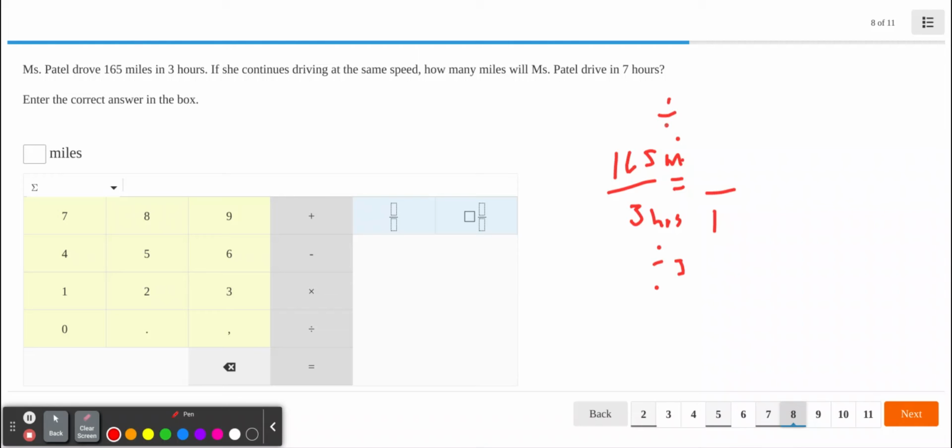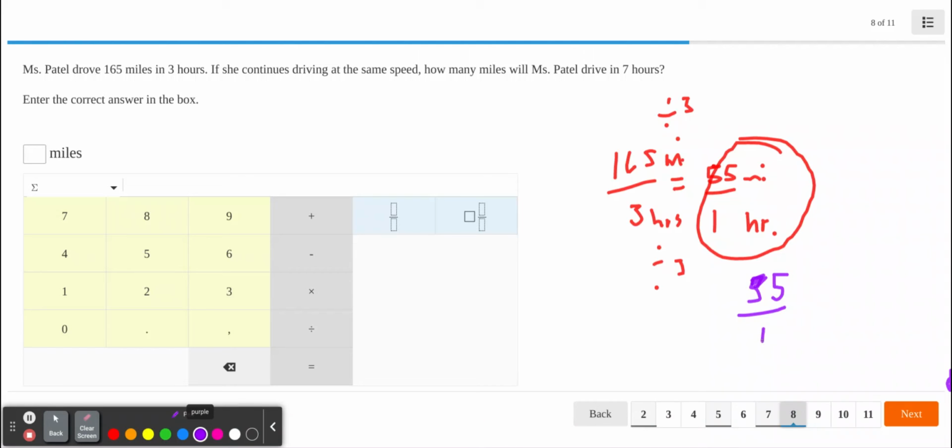So I'm going to divide by 3 on the top as well. I'm going to take my 165 and divide it by 3. And if I do that, that gives me 55 miles per 1 hour. And that's our unit rate, 55 miles per 1 hour. Now all we need to do to find out how far Ms. Patel drives in 7 hours, well, I've got 55 over 1 equals some number we don't know yet over 7.